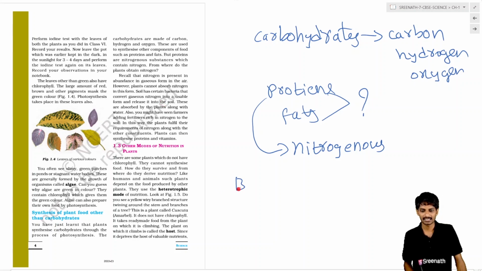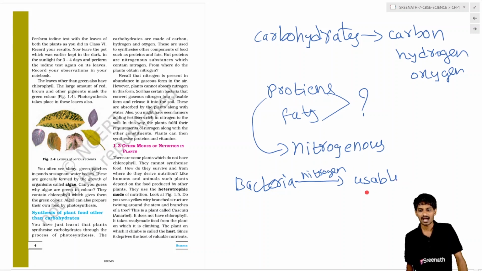There are some bacteria. What will they do? They will convert gaseous nitrogen into a usable form. These bacteria capture the gaseous nitrogen and convert it into a usable form, and it is mixed in the soil, so that plants can absorb the nutrient nitrogen from the soil. It is released into the soil.